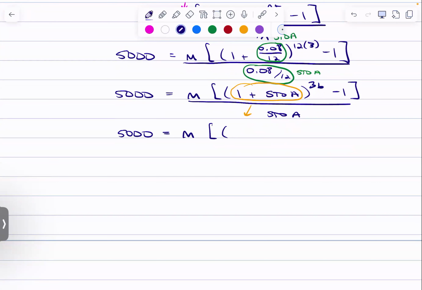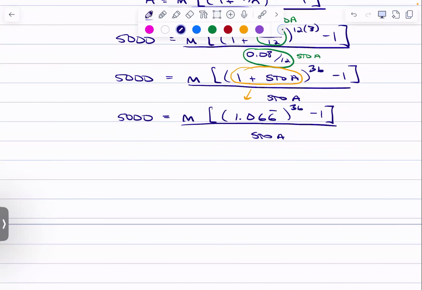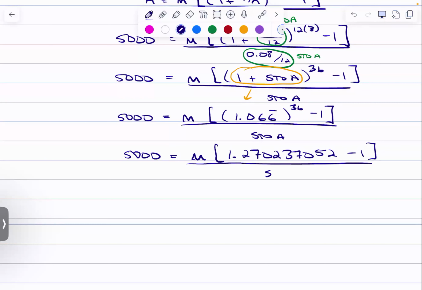No, I should do it properly. 1.066 repeating to the 36 minus 1 divided by, stored in A. To the power of 36, I get 5,000 has to be M times 1.270237052 minus 1 divided by what's stored in A.